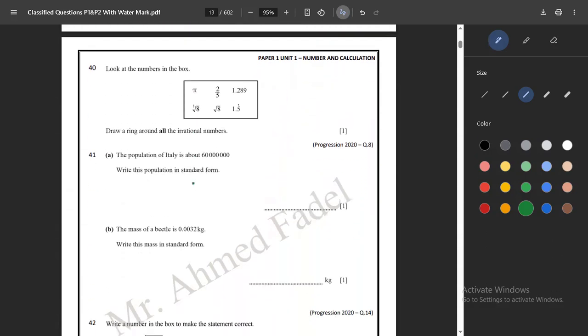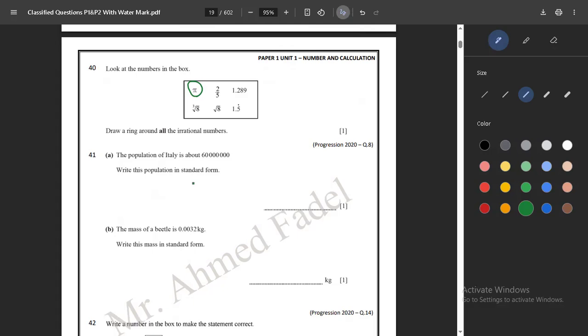Look at the numbers in the box. Draw a ring around all the irrational numbers. This is irrational? Yes. All right, is this irrational? Come on, it's a fraction. Rational means any number that can be written as a fraction. Irrational? No, mister. A terminating decimal is rational.